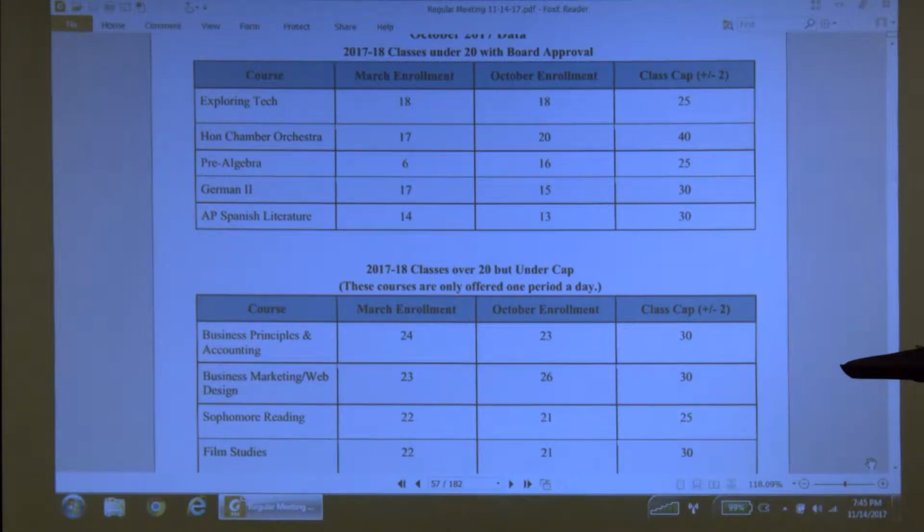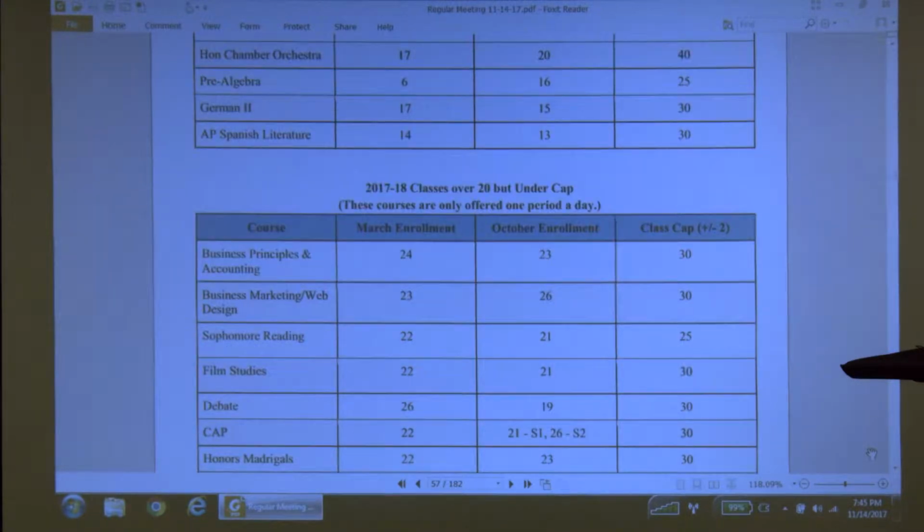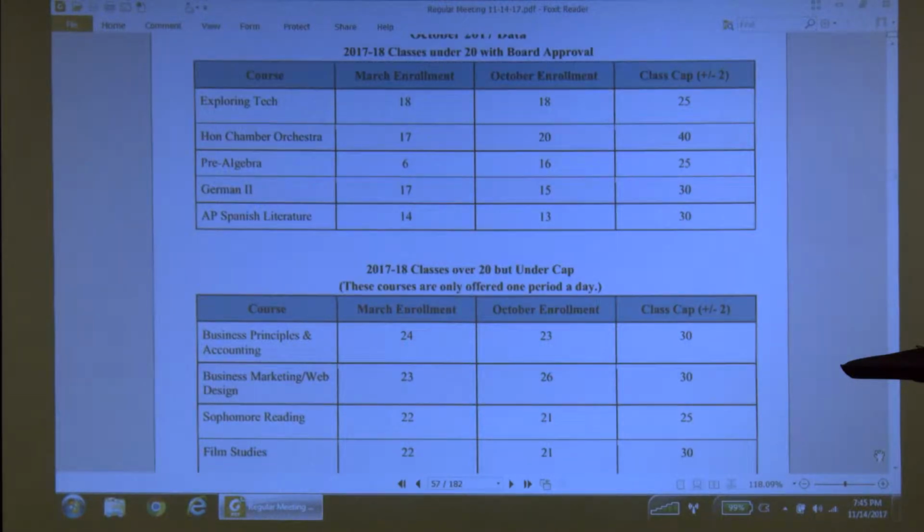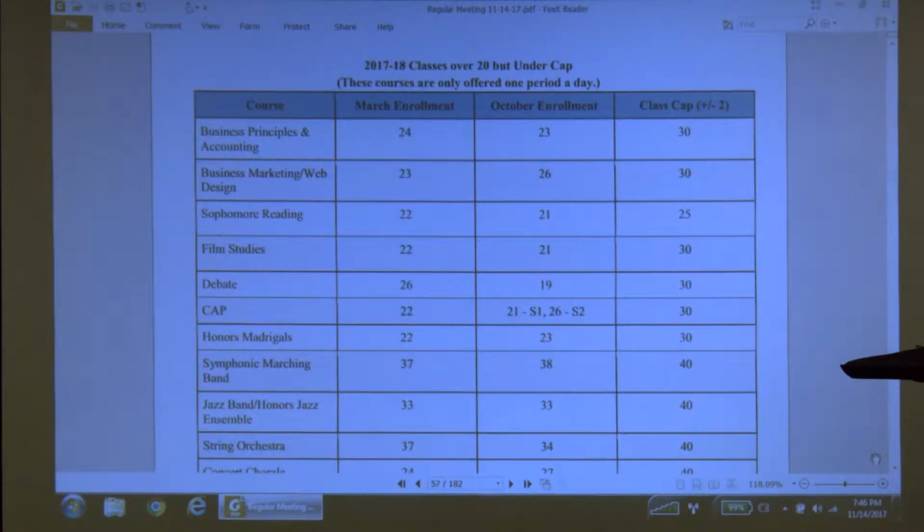So you can see some courses stayed about the same, some increased. You can see pre-algebra this year, we had a big increase. So we had about 10 students transfer in that were below benchmark and needed some additional support with pre-algebra. And then we had a little bit of drop off in German 2 and AP Spanish literature. Actually, all these are better than last year. We had some significant drops in several classes last year, and most of these are either up or a very small drop. Well, we must have channeled people a little differently or better this year.